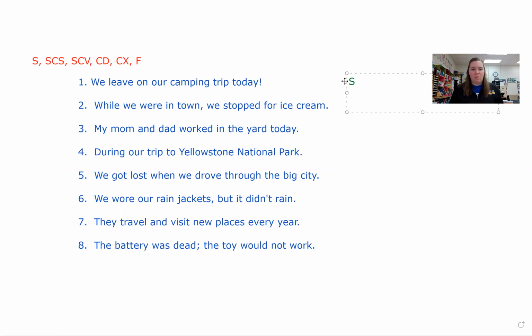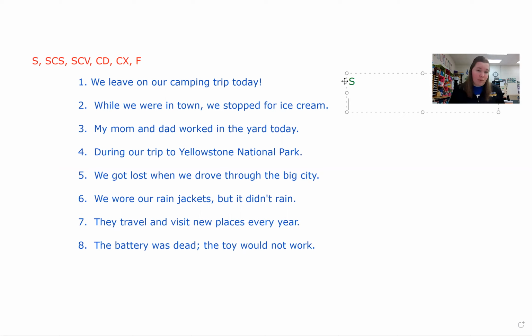Let's look at number 2. While we were in town, we stopped for ice cream. Does that make sense? Yes, it does. So this is not a fragment. This is going to be some type of sentence. Okay. What type of sentence?